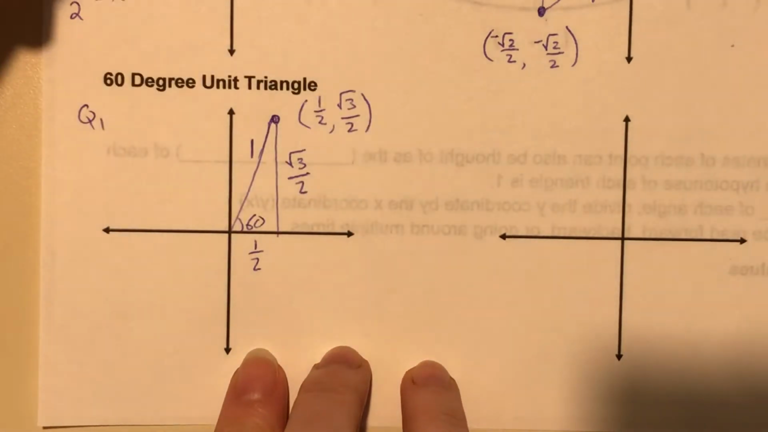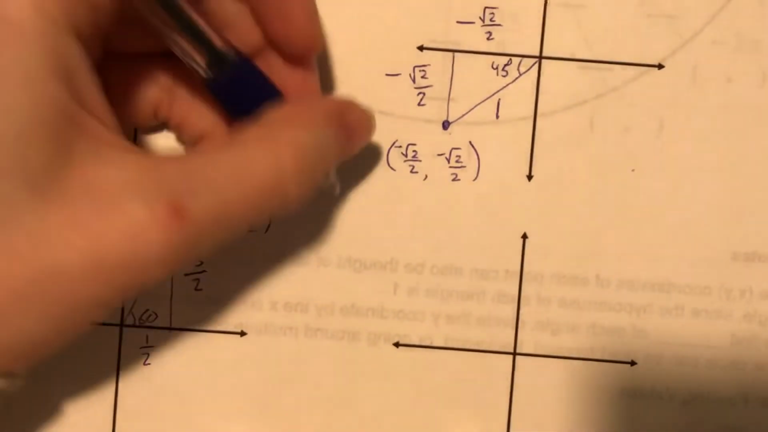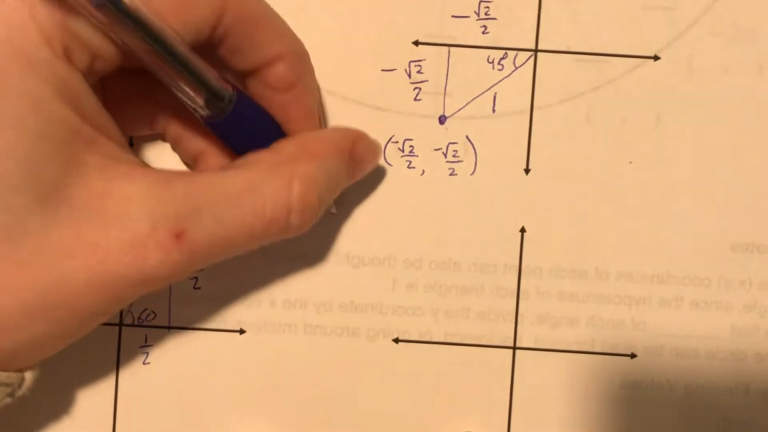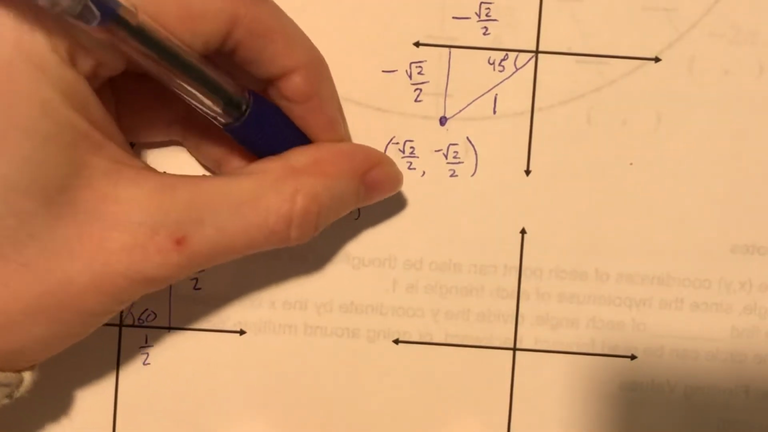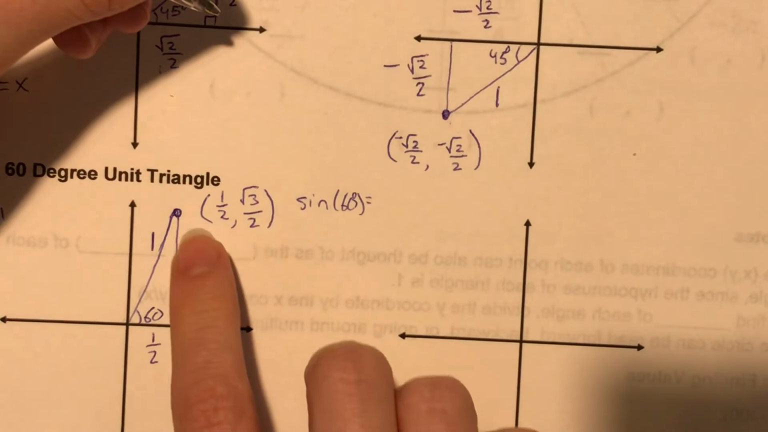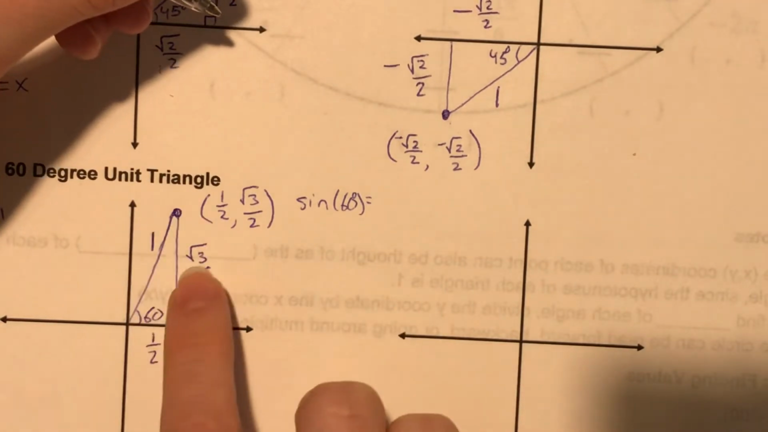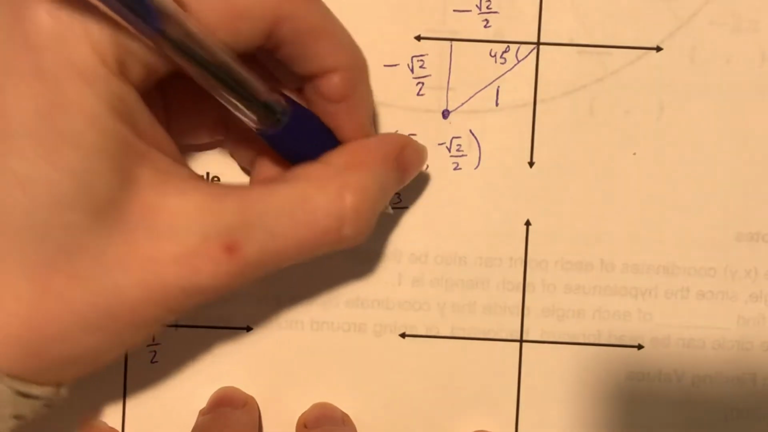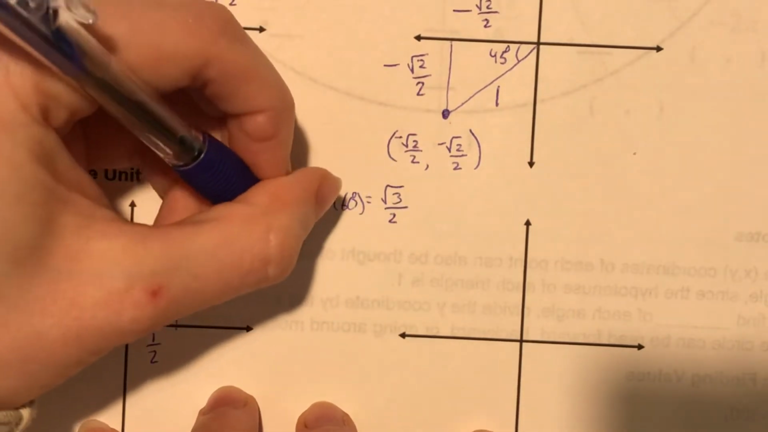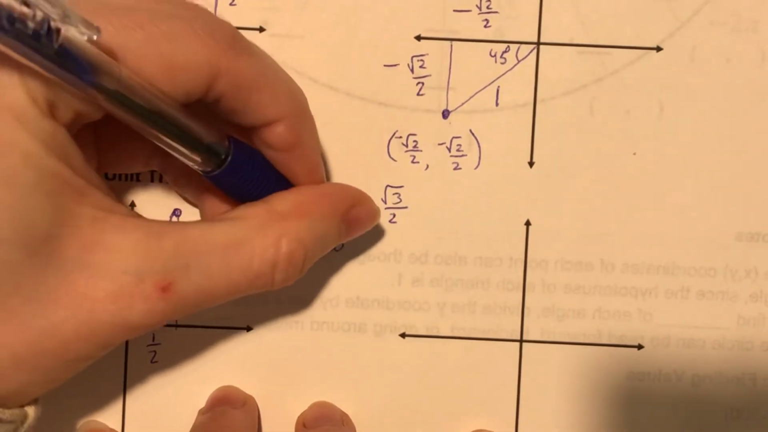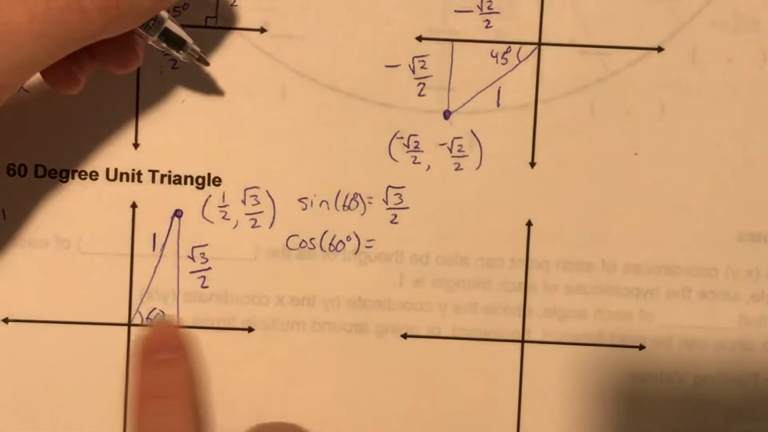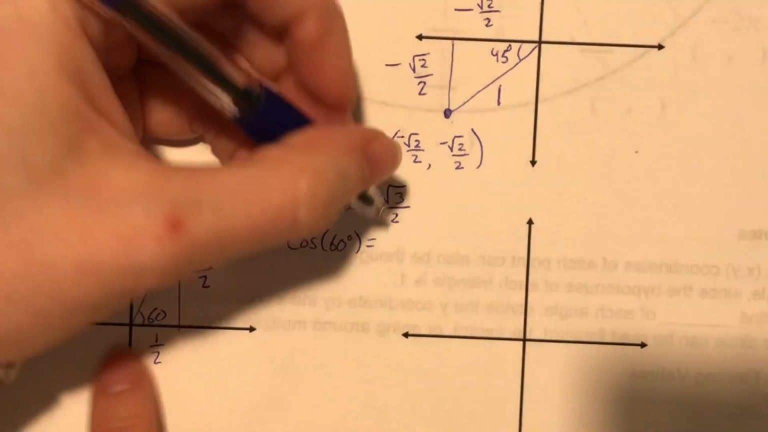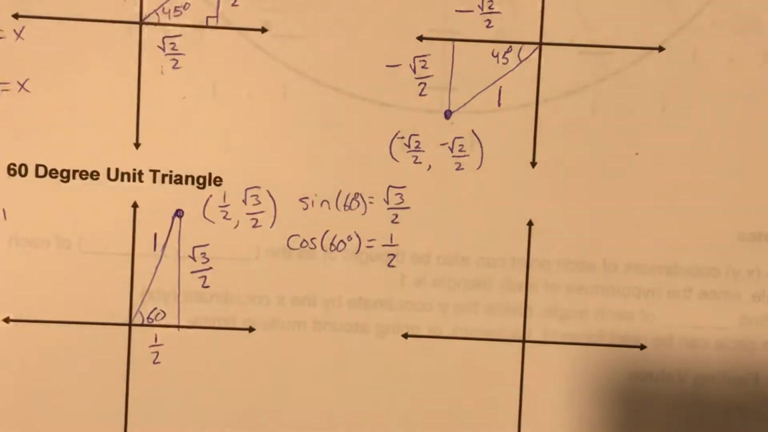And if we wanted to find sine and cosine here, we could say that the sine of 60 degrees is equal to the opposite over the hypotenuse, square root of 3 over 2 over 1, which is just the square root of 3 over 2. The cosine of 60 degrees is going to be the adjacent over the hypotenuse, so that's going to be 1/2 over 1, or just 1/2. So no calculators necessary there.